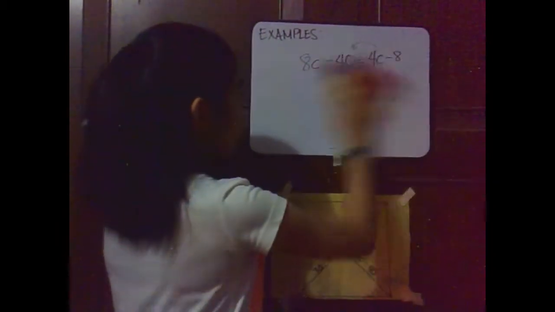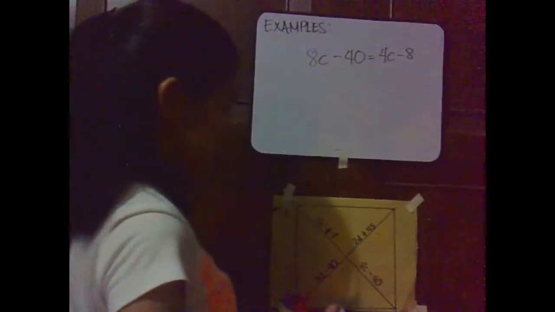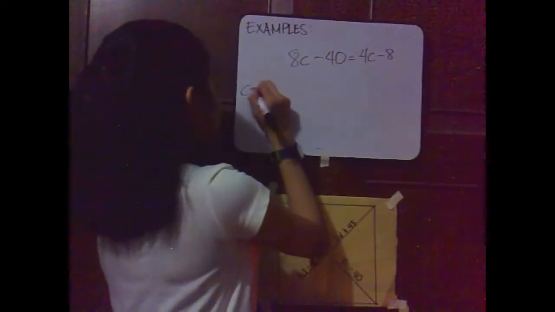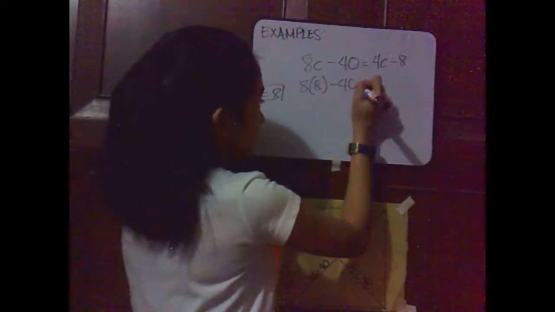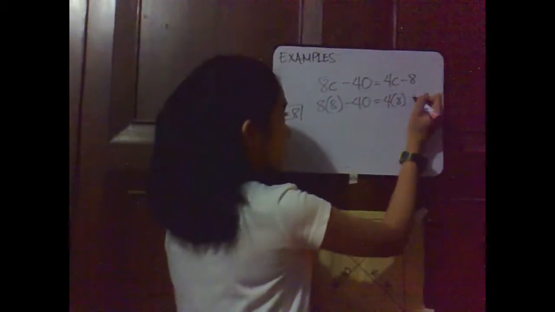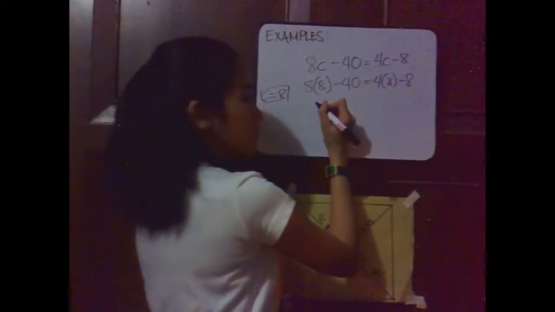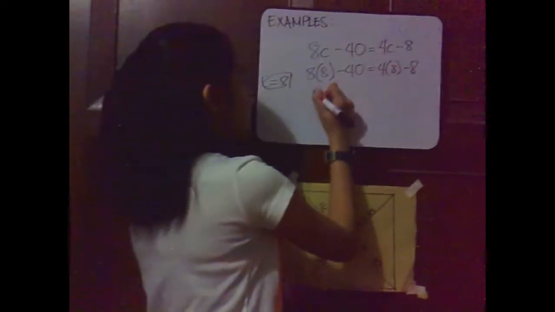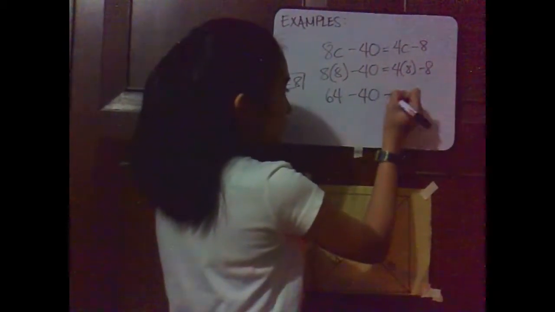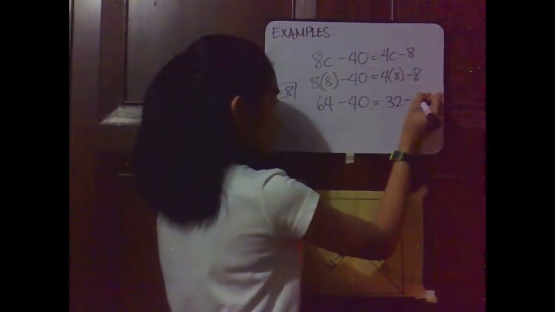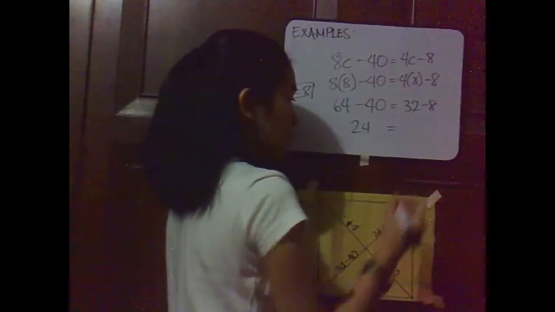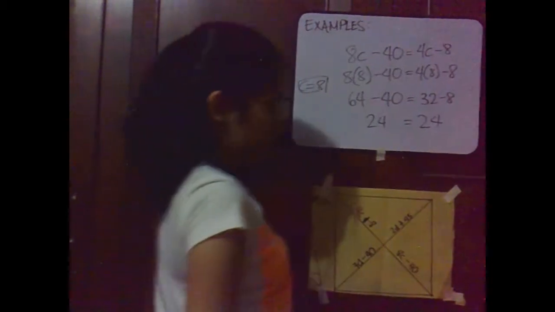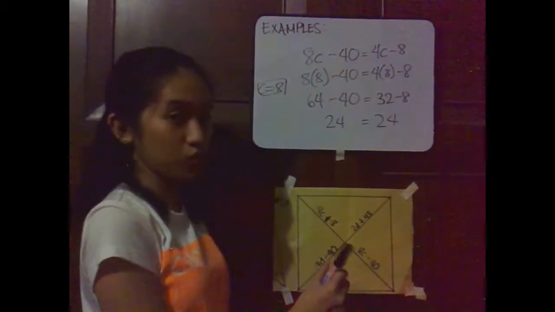Let us substitute. C is equal to 8. 8 times 8 minus 40 is equal to 4 times 8 minus 8. 8 times 8 is 64. 64 minus 40 is equal to 32 minus 8. 64 minus 40 is equal to 24, and 32 minus 8 is equal to 24. So, these diagonals are congruent.